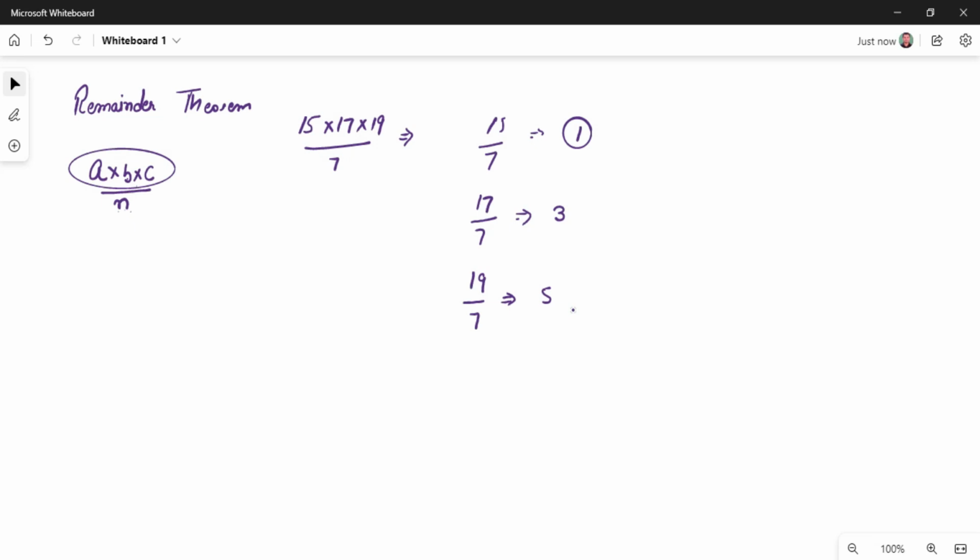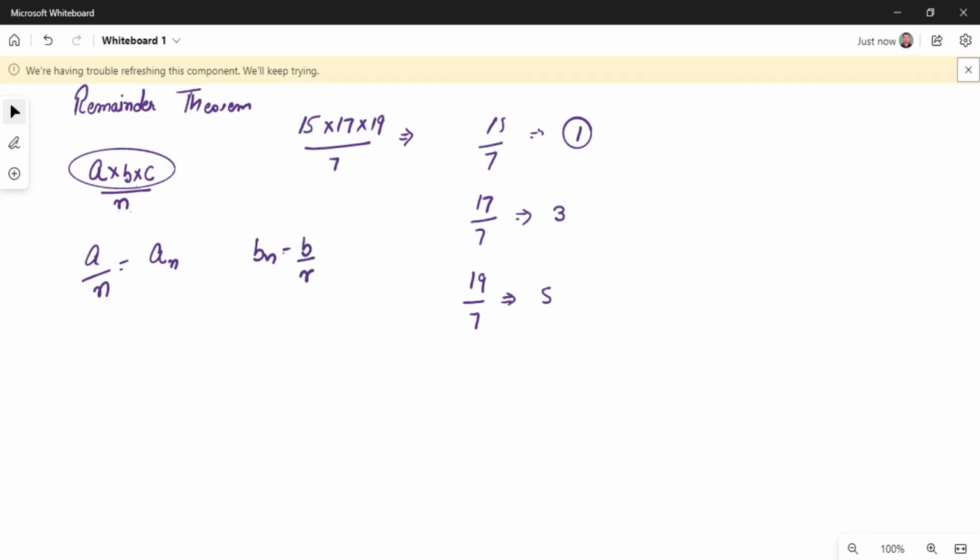According to the remainder theorem, let's say a_n is the remainder when you divide a by n, b_n is the remainder when you divide b by n, and c_n is the remainder when you divide c by n. So according to the remainder theorem, the remainder is equal to a_n into b_n into c_n divided by n.